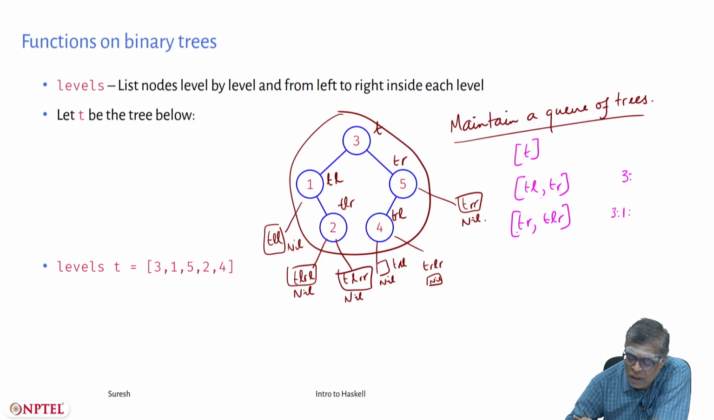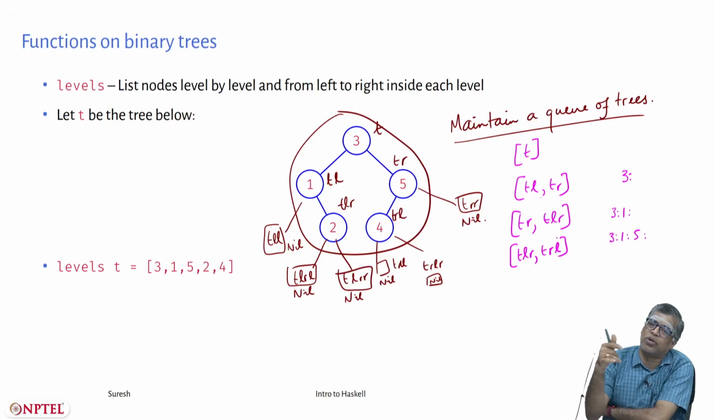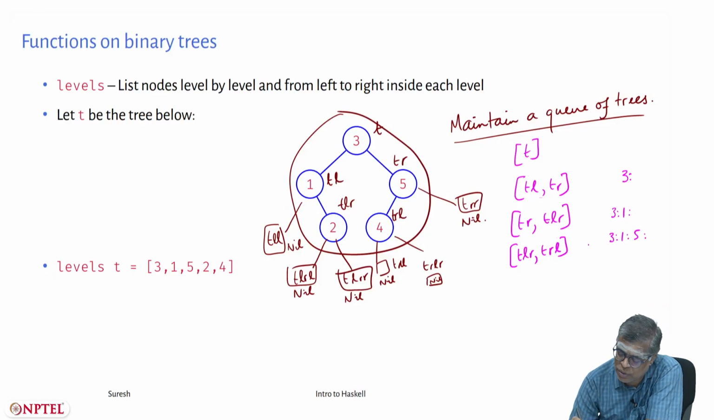So, you have TR, its root is 5. You would remove TR and put in TRL and TRR, but TRR is empty, so you do not put that in. So, you will say TLR comma TRL, because you have to put the new element at the end. Okay, so that is this.